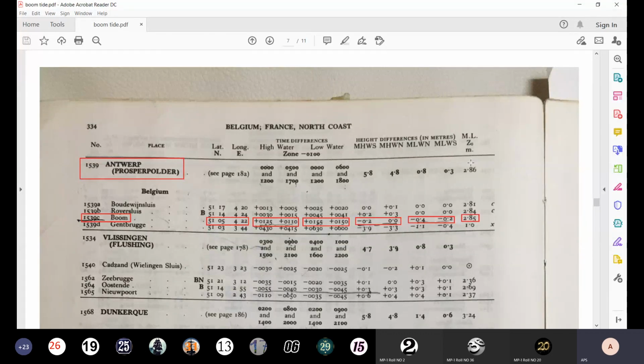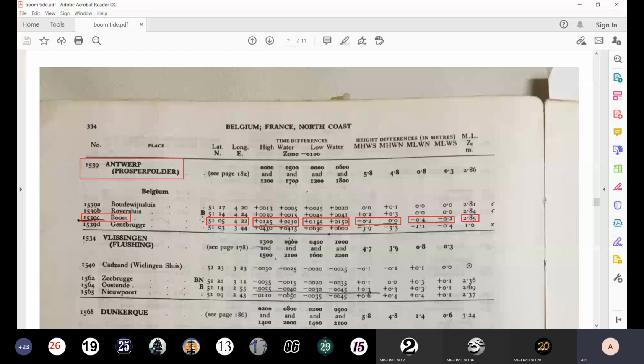So we could not find in part 3. So part 2, we looked up and saw that it is given under Antwerp as a secondary port whose standard port is Antwerp. So this number is matching, this name is matching. That means you are on a right page.